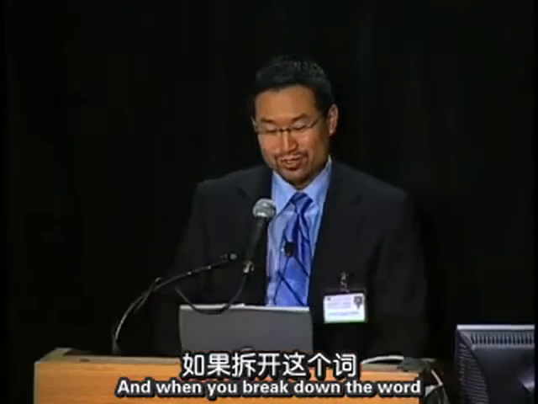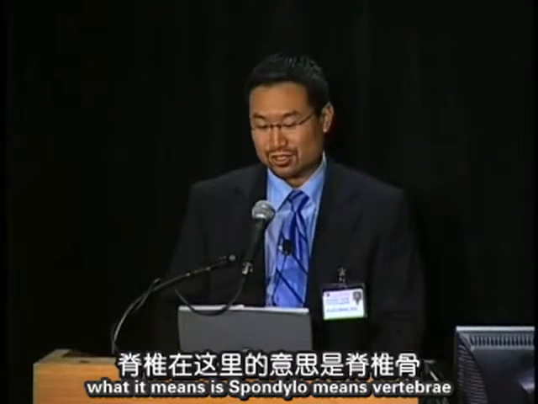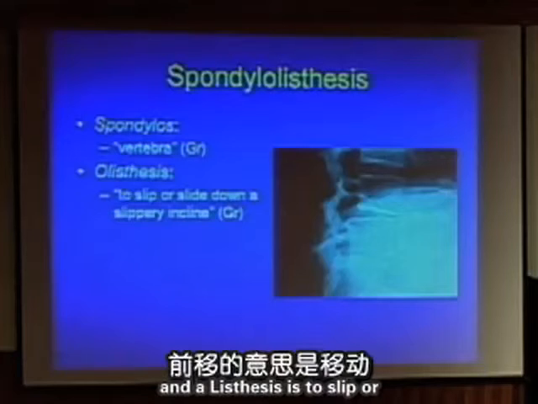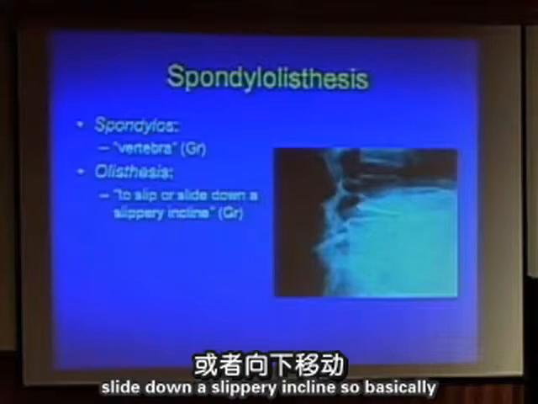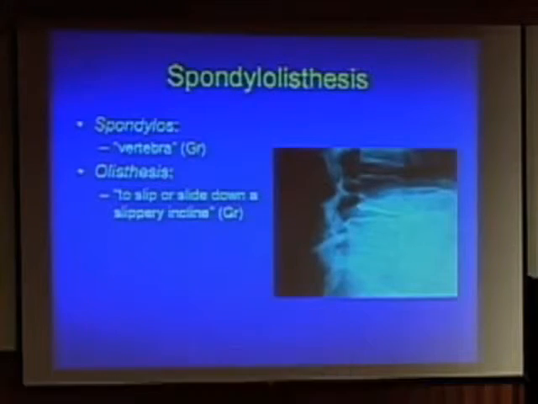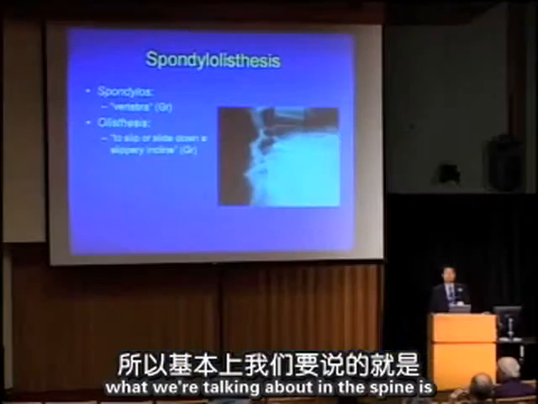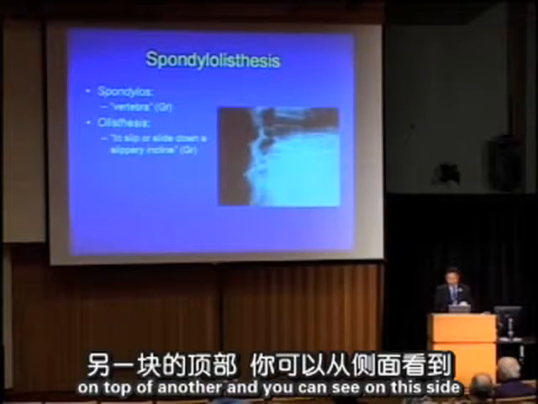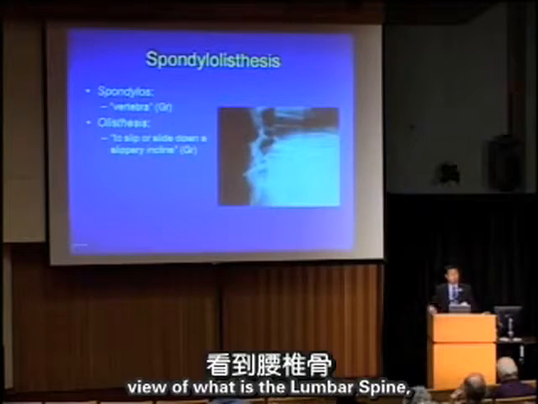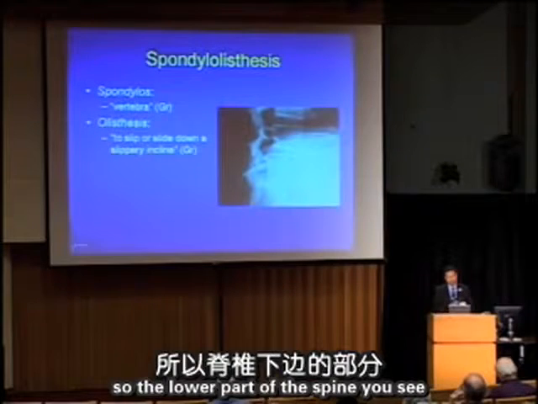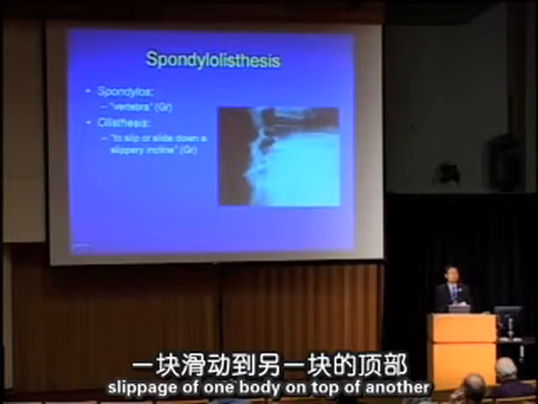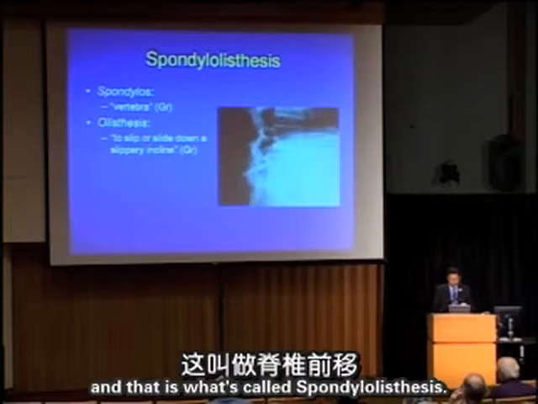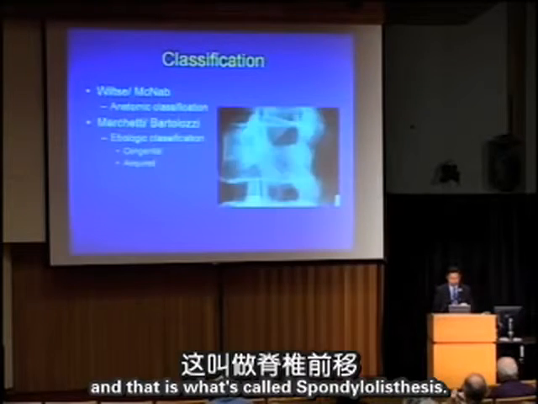When you break down the word, spondylo in Greek means vertebra, and listhesis is to slip or slide down a slippery incline. So basically what we're talking about in the spine is instability or slippage of one vertebral body on top of another. You can see on this side view of the lumbar spine, the lower part of the spine, slippage of one body on top of another. And that is what's called spondylolisthesis.